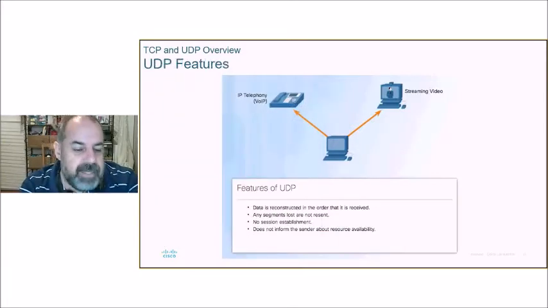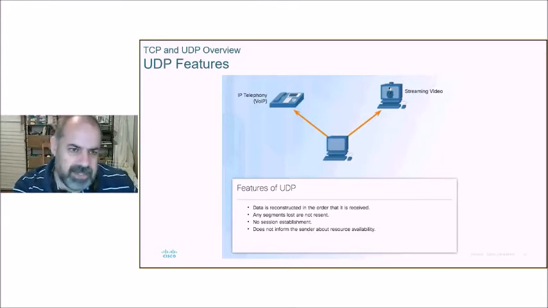So UDP, as I said, is good for stuff that's small or needs to be fast, and IP telephony and streaming video are certainly two of those. Data is reconstructed in the order that it is received. So in other words, if it takes a different route, it's going to sound a bit strange, but anyway. Any segments lost are not resent. There's no session establishment, and it does not inform the sender about resource availability. So it's not connection oriented, it's basically send it and hope.